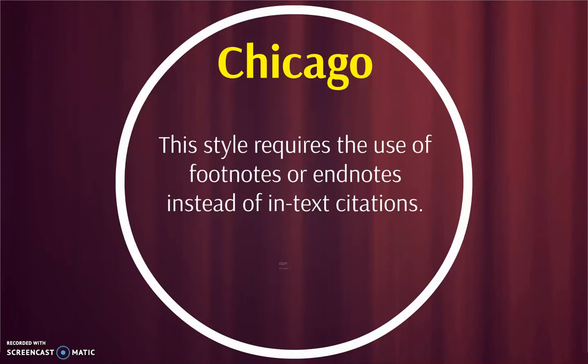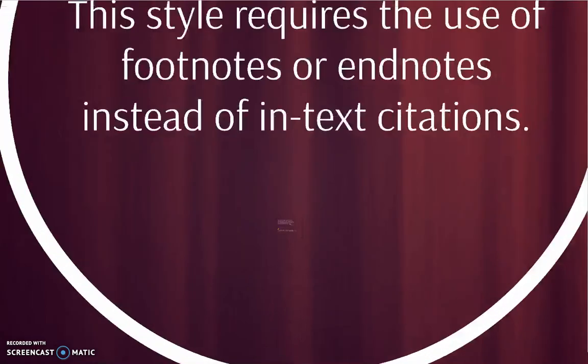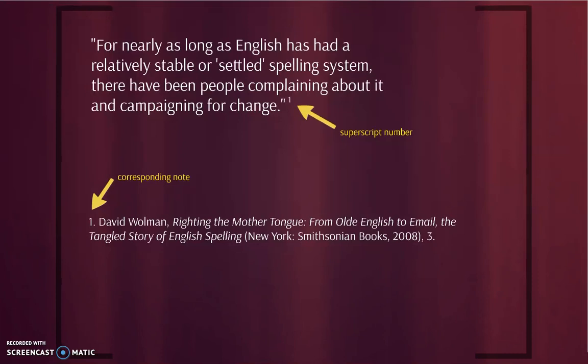Unlike the other 3, Chicago style requires the use of footnotes, which appear at the bottom of each page, or endnotes, which appear at the end of the paper before the bibliography. This is an example with the number 1 in superscript at the end of the quotation. This number corresponds to a footnote at the bottom of the page or an endnote at the end of your paper.